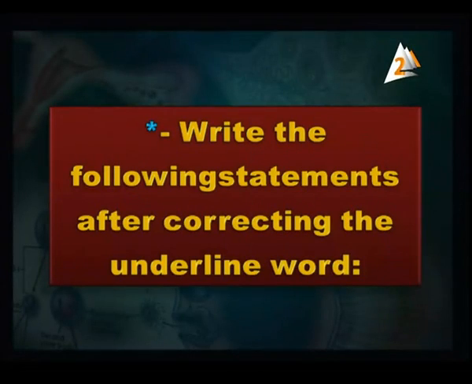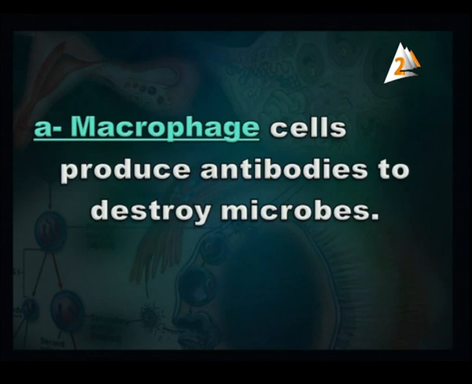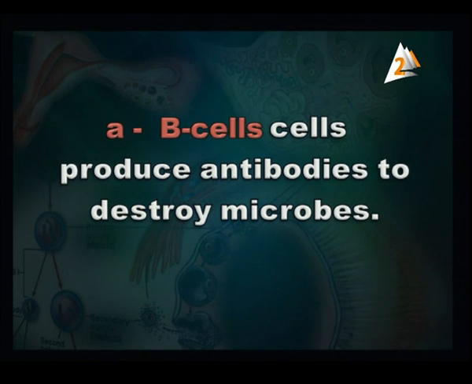Now, let's move to another item of question. Write the following statements after correcting the underlined words. Macrophage cells produce antibodies to destroy microbes. Of course, the answer is: B cells produce antibodies to destroy microbes.